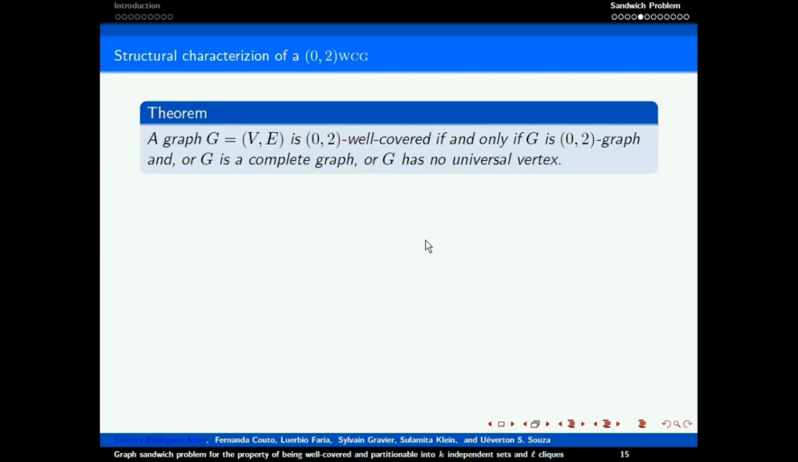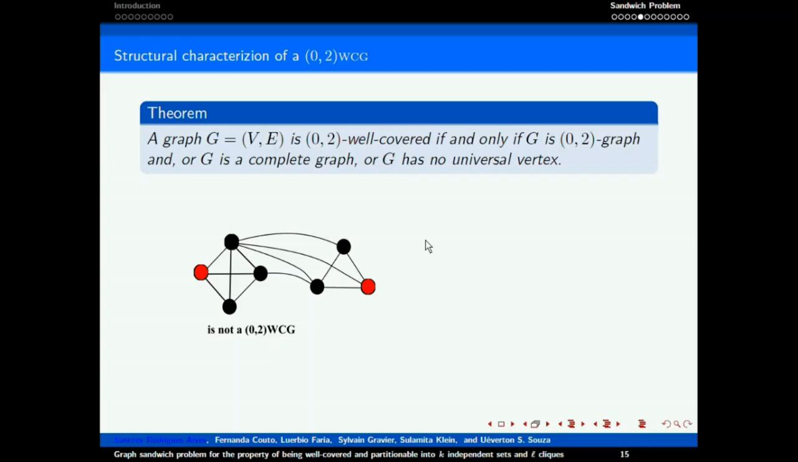Before we study the sandwich problem for 0-2 well-covered graphs, we must provide the structural characterization of a 0-2 well-covered graph. A graph G is a 0-2 well-covered graph if and only if G is a 0-2 graph and either G is a complete graph or G has no universal vertex. Look at the graph of the example. It admits a 0-2 partition into two cliques and has a universal vertex. We note that there exists a maximum independent set of size 1 and another one of size 2, and then we conclude that G is not a well-covered graph. In the second graph, we have a 0-2 partition and no universal vertex. We note that each maximum independent set has size 2, and then we conclude that G is a 0-2 well-covered graph.